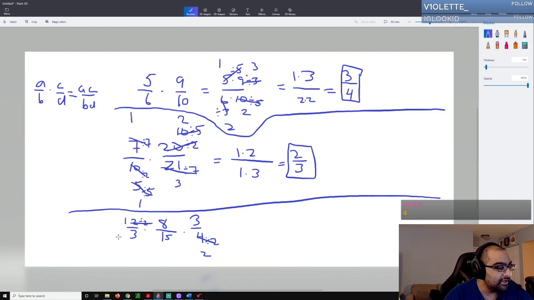Okay, let's go down the line now. We have our next number here on the numerator, 8. Does 8 and 3 have something in common? Nope. Does 8 and 15 have something in common? Definitely not. Does 8 and 2 have something in common? Yes or no?